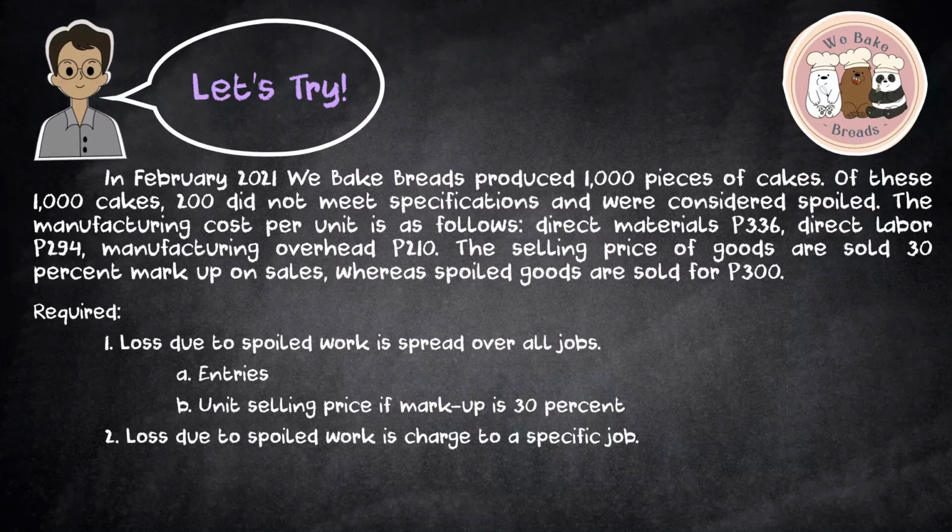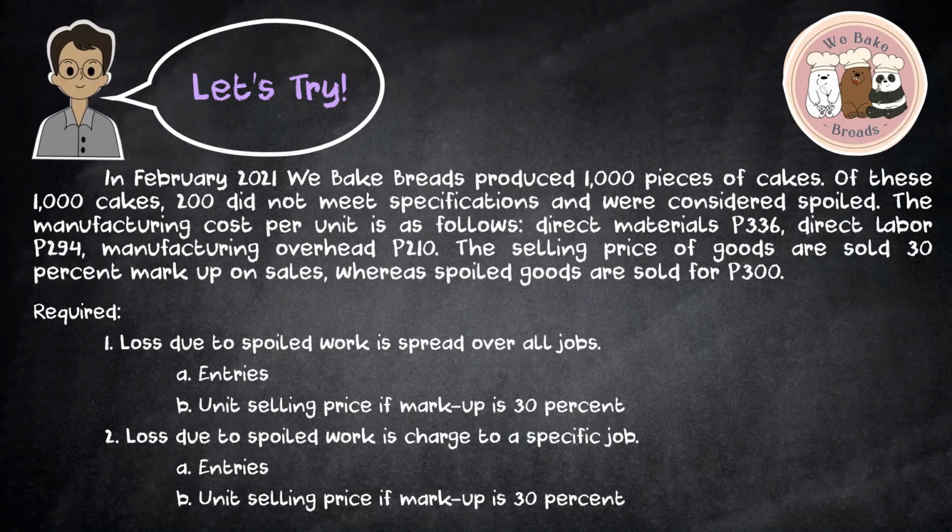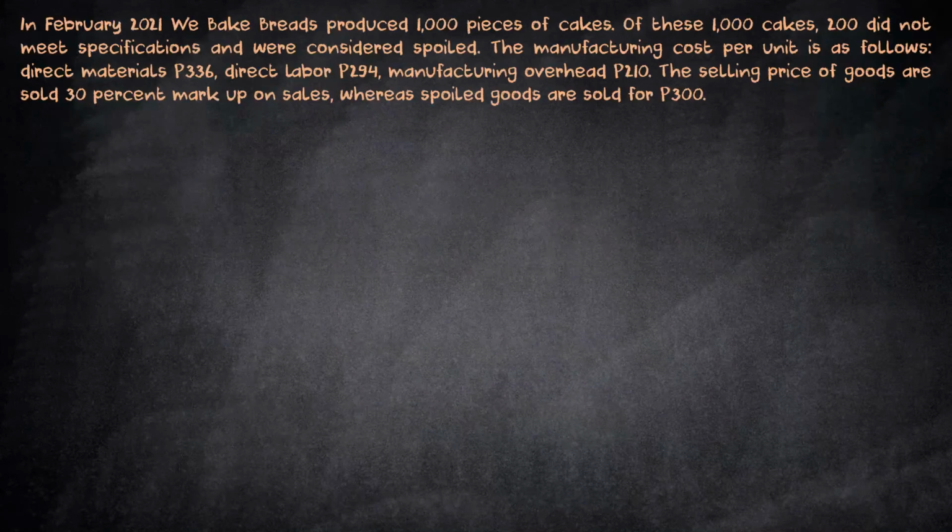Okay, tama. And aalamin ulit natin yung, of course, same lang with number 1, yung entries. And letter B, unit selling price if markup is 30%. So, makikita natin dito, may magbabago kaya sa mga unit cost nila? Ayan, sabay-sabay nating i-discover. Okay, so let's now solve for number 1. Ang number 1 natin again is spread to all jobs. So, tingnan na natin ang entries.